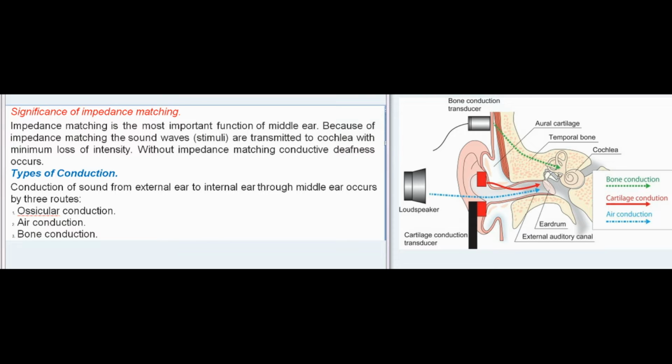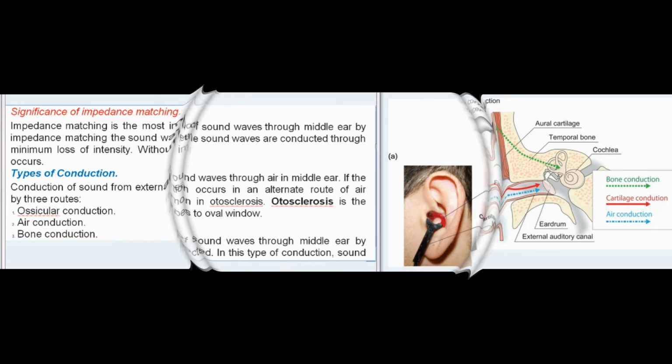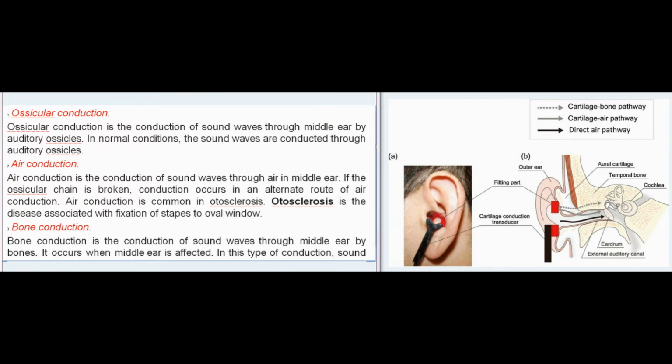Types of conduction. Conduction of sound from external ear to internal ear through middle ear occurs by three routes: ossicular conduction, air conduction, bone conduction. Ossicular conduction. Ossicular conduction is the conduction of sound waves through middle ear by auditory ossicles. In normal conditions, the sound waves are conducted through auditory ossicles.